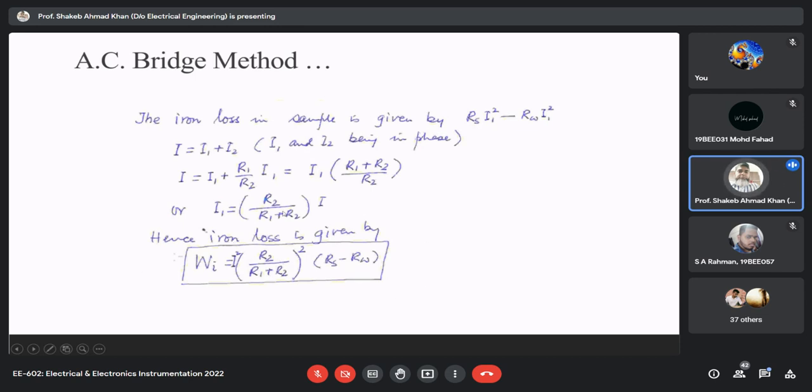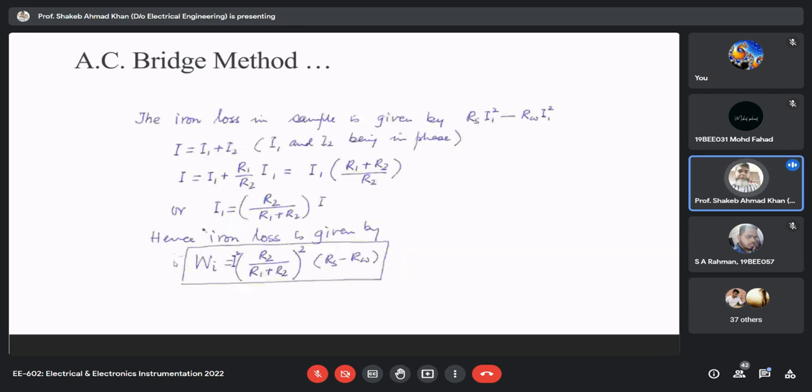So this way you can measure the iron loss experimentally in a core which is not suitable to be tested by an open circuit test, because of small cores and because high frequency excitation is required. So this is done through the bridge, and this is a standard method. So this is how iron loss is measured.